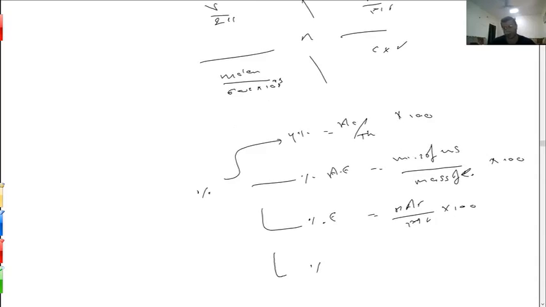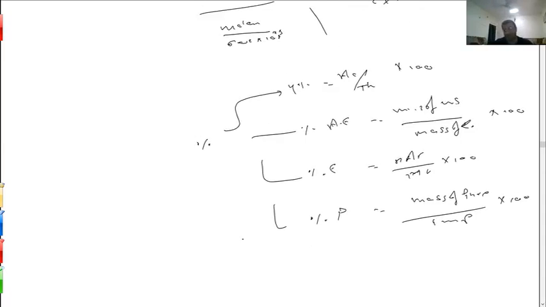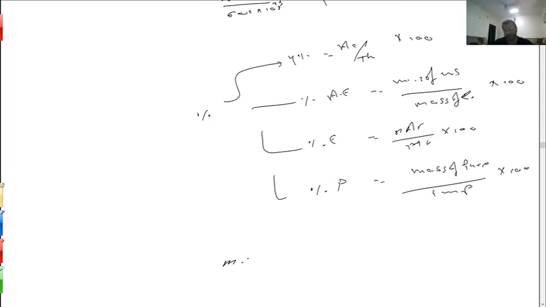We have also purity percentage. This one is the mass of pure divided by the mass of the impure, times 100. All of these percentages we're supposed to know. Don't forget, if you would like to get the number of molecules, this one equals number of moles times Avogadro's constant.